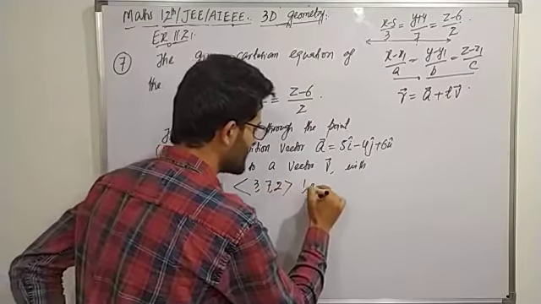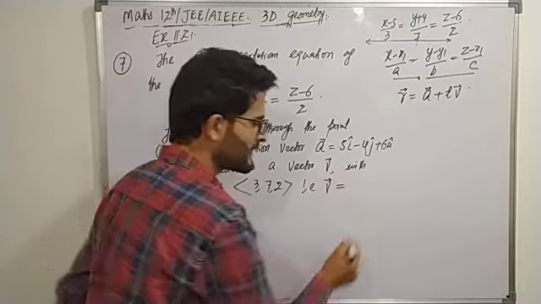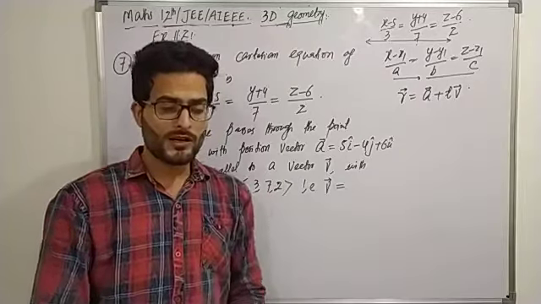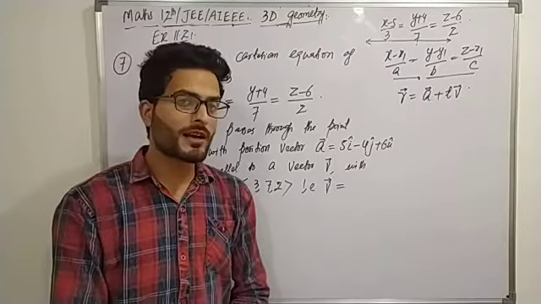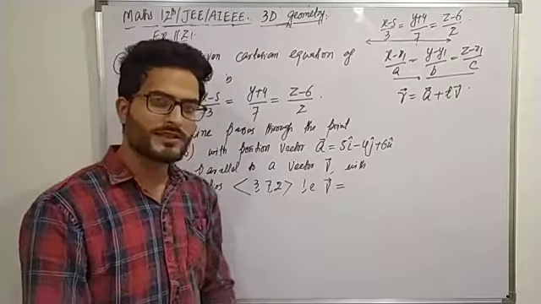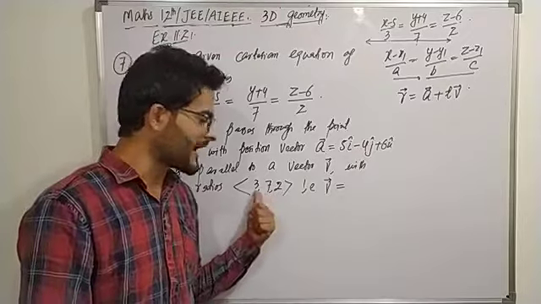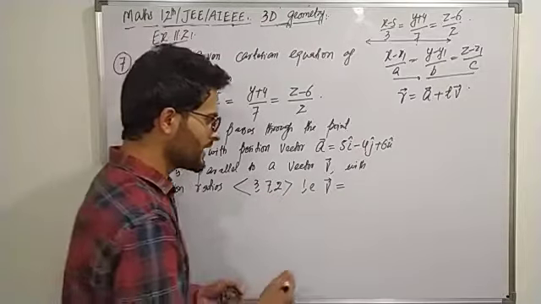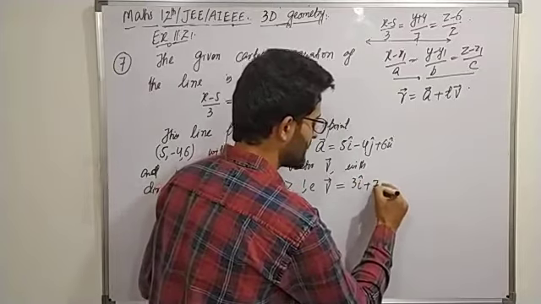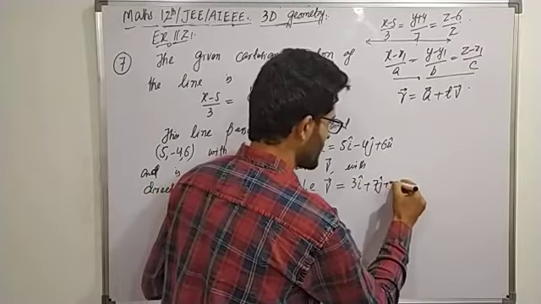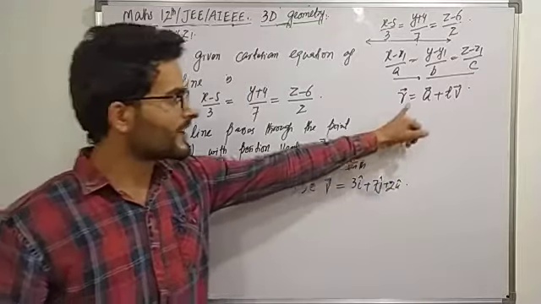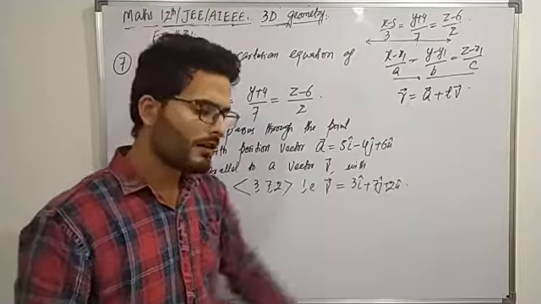What does that mean? What will the vector v be equal to? If a vector has direction ratios 3, 7 and 2, direction ratios are nothing, they are just the scalar components of a vector. So what will the vector be? If 3, 7, 2 are its scalar components, then the vector will be 3i plus 7j plus 2k. That is, vector v is equal to 3i plus 7j plus 2k. So we got vector v, we got vector a, so we can easily find the equation of the line in vector form.